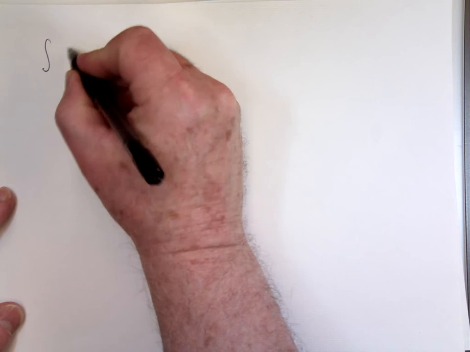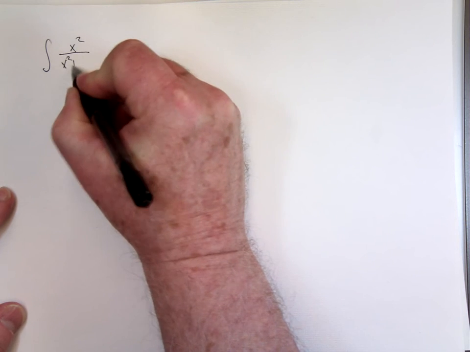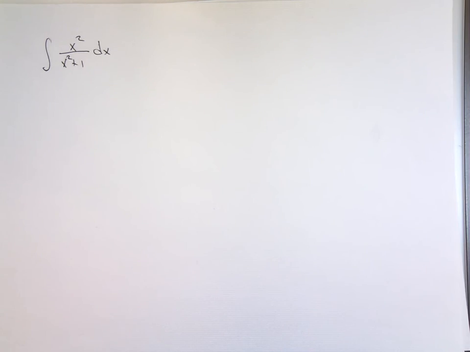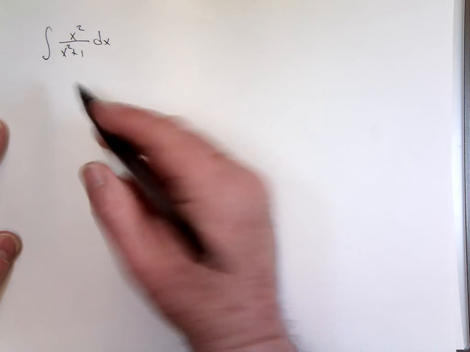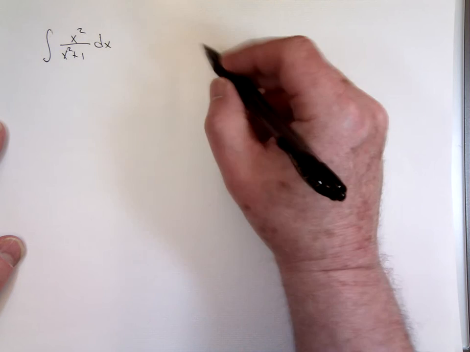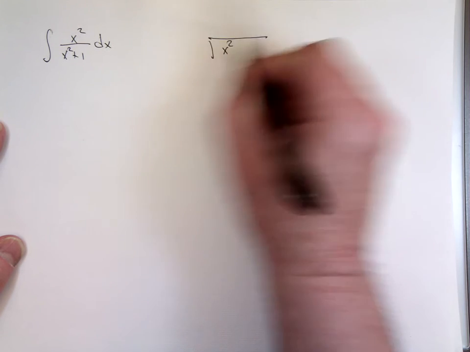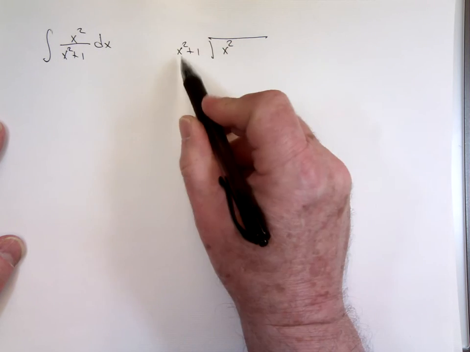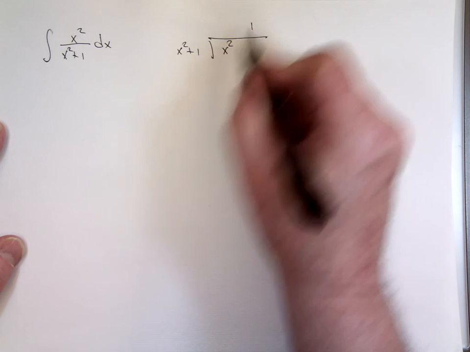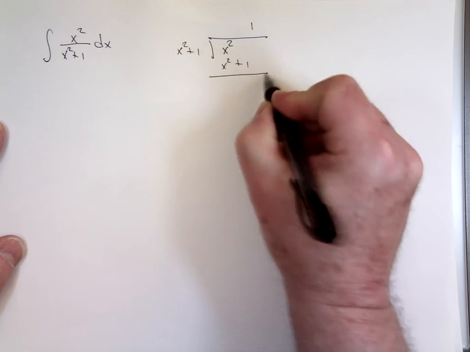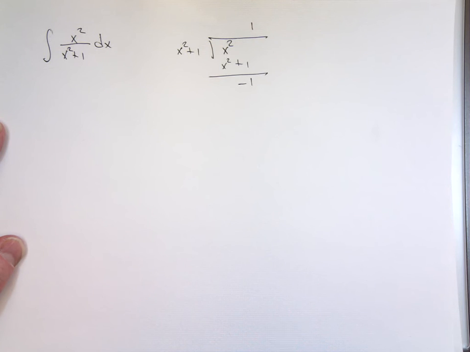x squared over x squared plus 1. First of all, what's the rule when the degree of the numerator is equal to the degree of the denominator? The rule is to divide. So let's do a divide. There's a little trick for this too. I'll show you that in a minute, but let's do the division. It's x squared divided by x squared plus 1. x squared times 1 is x squared. And subtract. So this becomes 1 minus 1 over x squared plus 1. Okay?